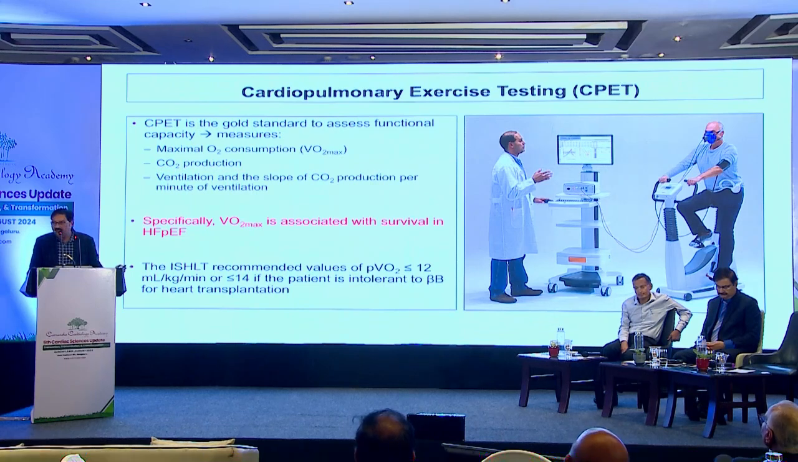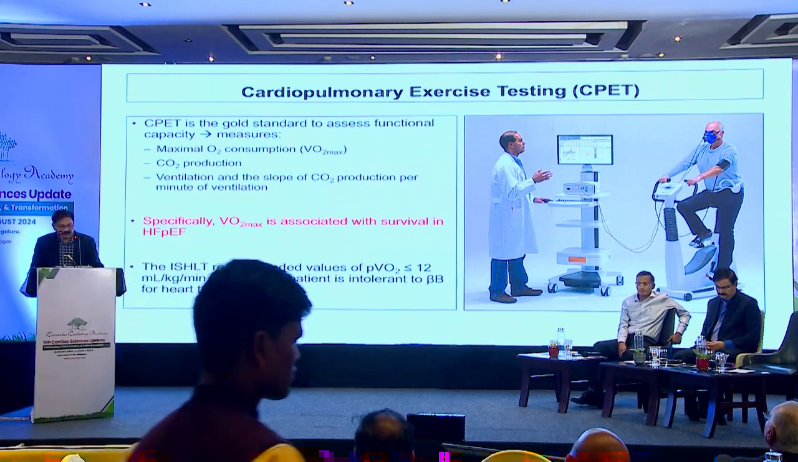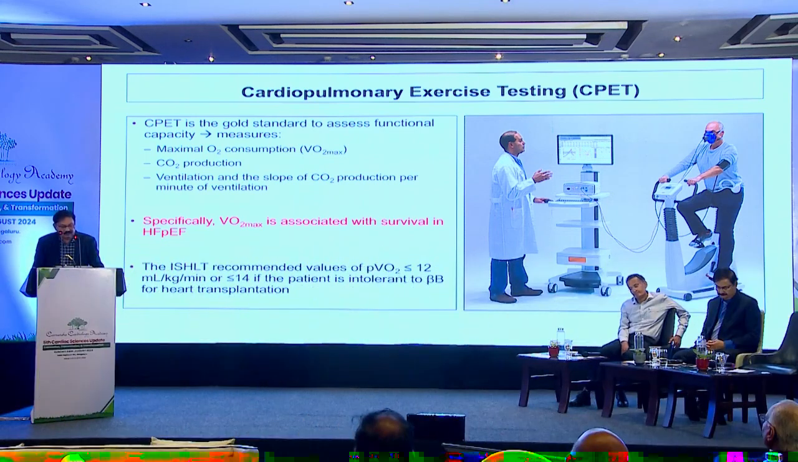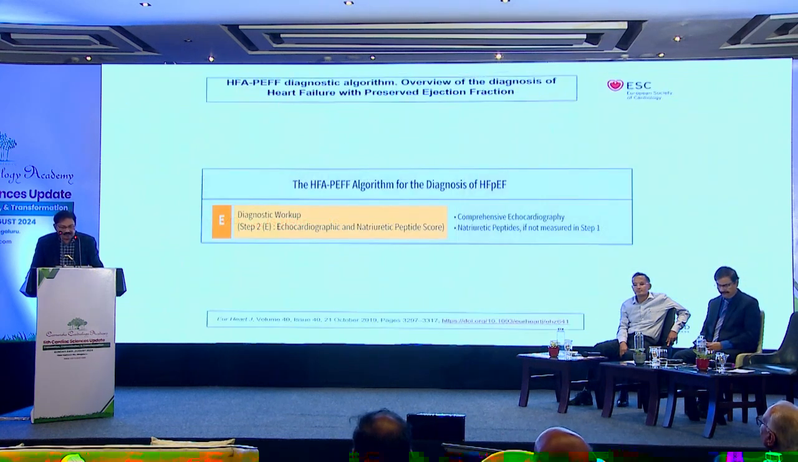Cardiopulmonary exercise testing already has been discussed in great detail. We look at the VO2 max, we look at the carbon dioxide production, the ventilation, and the slope of carbon dioxide production per minute of ventilation. Most importantly, specifically the VO2 max is associated with survival. So this is a very, very important parameter. You must have this value, and this will help you to extrapolate how good your patient is in terms of physical fitness. Next up is the comprehensive echo and the natriuretic peptides.